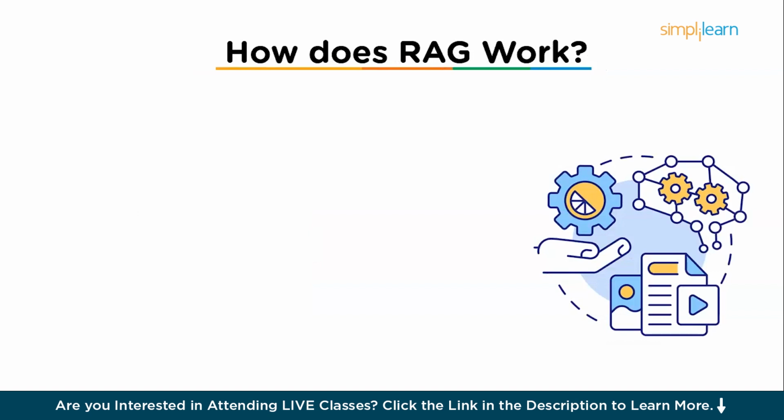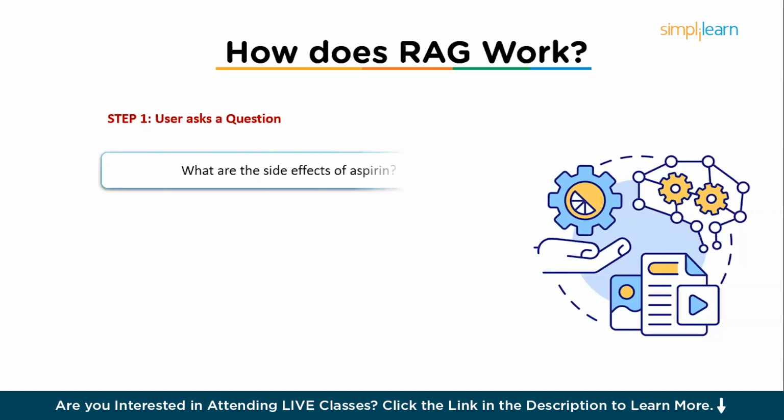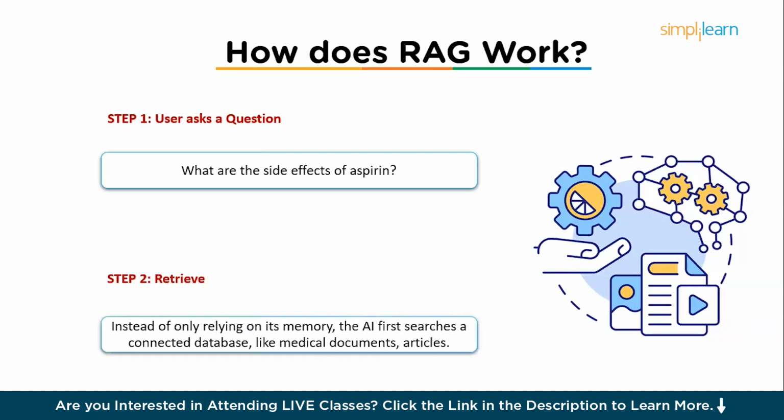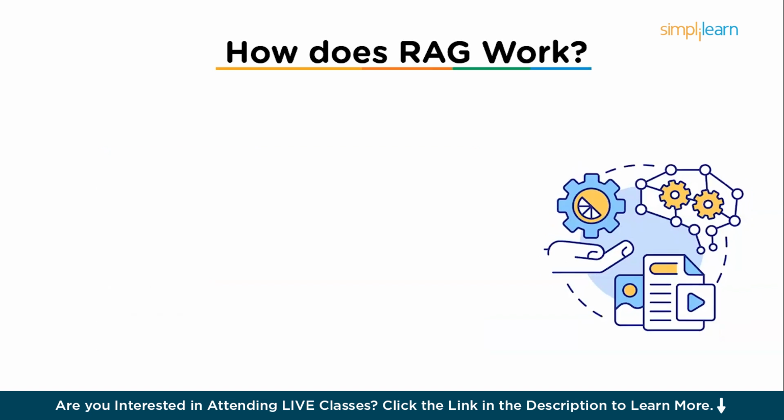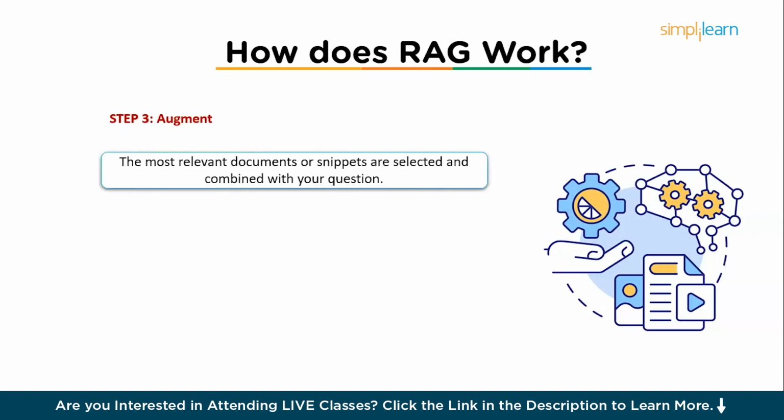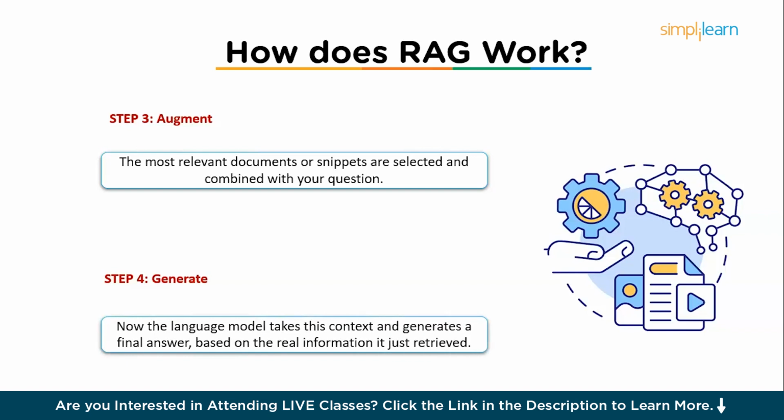So let's break it down into simple steps. The first step is the user asks a question. Then you type something like, what are the side effects of aspirin? And then step 2 is retrieve. So instead of only relying on its memory, the AI first searches a connected database like medical documents, articles, or PDFs. This is done using something called a retriever model like BM25 or dense vector search. Then we have the third step as augment. The most relevant documents or snippets are selected and combined with your question. And then we have our fourth step, that is generate. Now the language model like GPT or BERT takes this context and generates a final answer based on the real information it just retrieved.